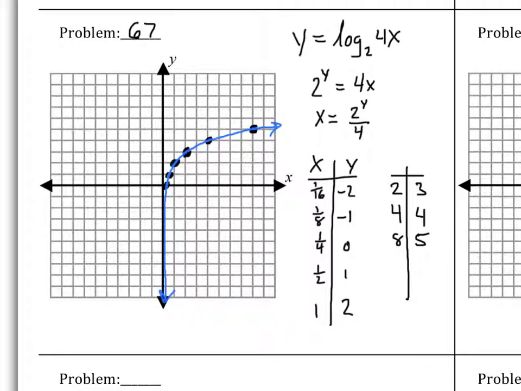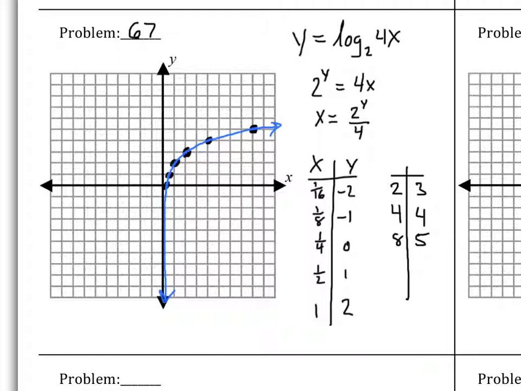This is problem number 67 from assignment number 50, a book assignment from a couple of days ago, I believe last Thursday's homework. We were graphing logarithms, and number 67 said y equals log base 2 of 4x. We rewrote it in exponential form, divided both sides by 4 to get x by itself, plugged in for y, and graphed it.